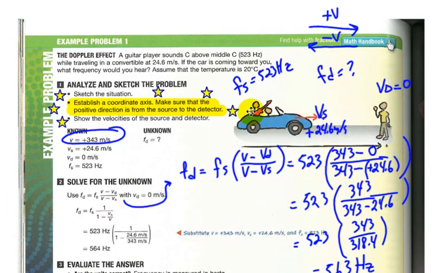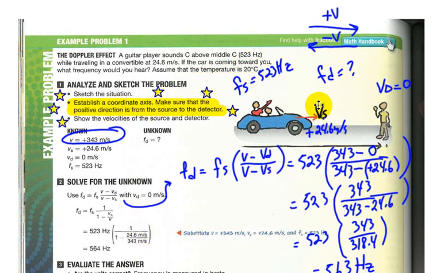So here's an example here. I added a little bit more to it here. A guitar player makes a middle C, 523 hertz, while traveling in a convertible at 24.6 meters per second. The car is coming towards you. What is the frequency that you hear? Assume the air temperature is 20 degrees C.